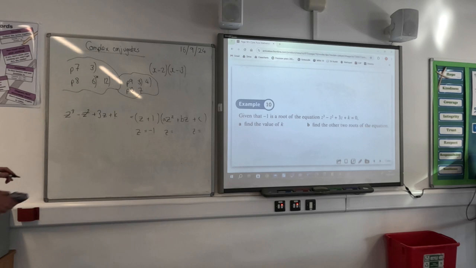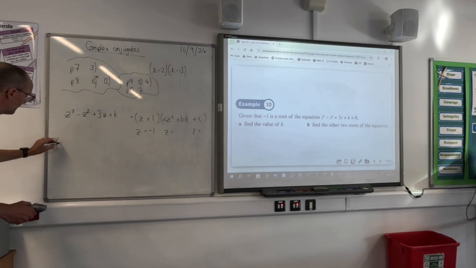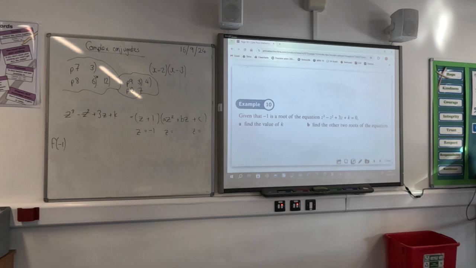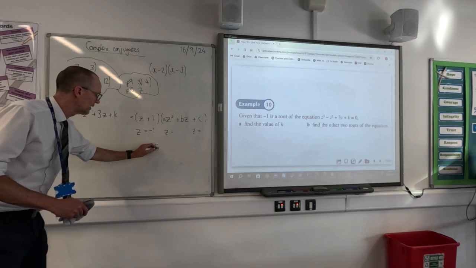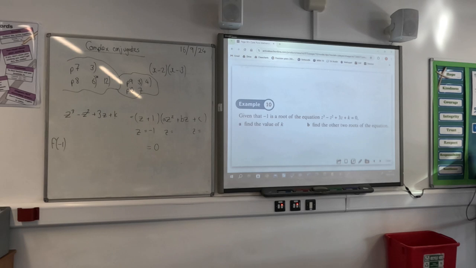I'm going to start off by making z equal to minus 1, and we use this notation for that: f of minus 1. We used that when we did functions at GCSE. So I know that f of minus 1, making z equal minus 1 in that expression, will come out as 0.